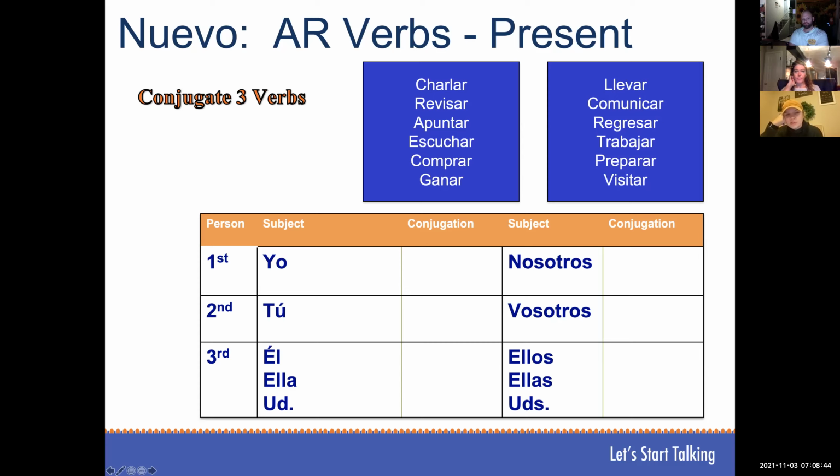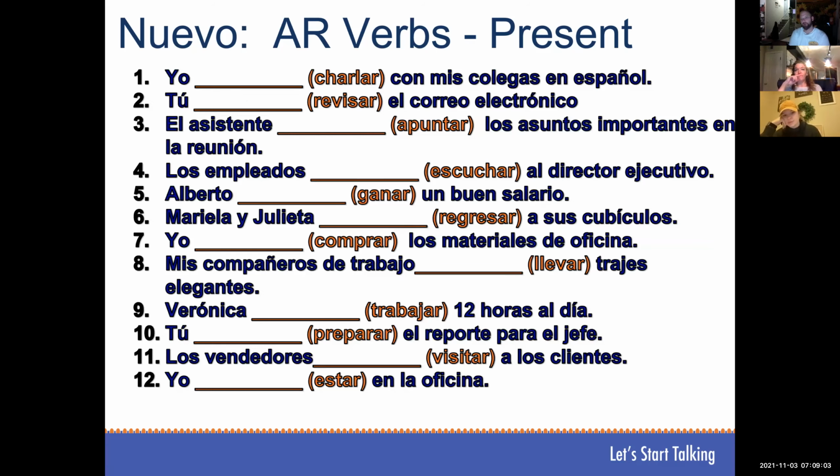Yo escucho, tú escuchas, él escucha, ella escucha, usted escucha, nosotros escuchamos, ellos escuchan, ellas escuchan, ustedes escuchan. Muy bien. Ok. Vamos a practicar.